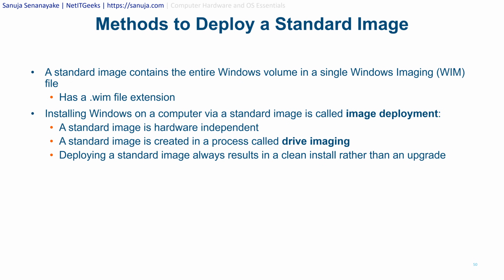Methods to deploy a standard image. In a corporate environment, a standard image contains the entire Windows volume in a single Windows imaging file, also known as a WIM file, which has a .wim file extension. Installing Windows on a computer via a standard image is called image deployment in that enterprise environment. A standard image is hardware independent.